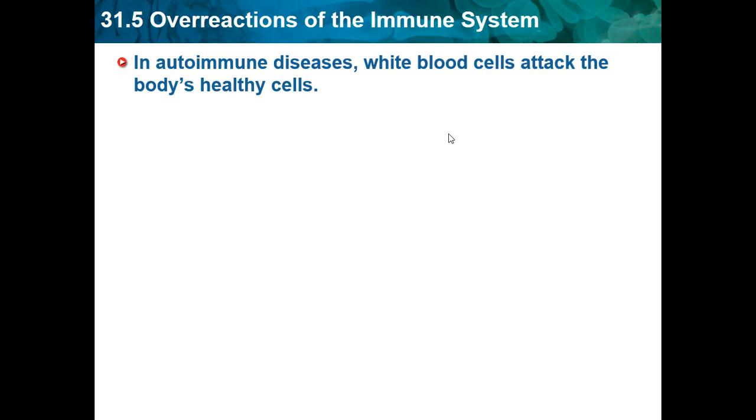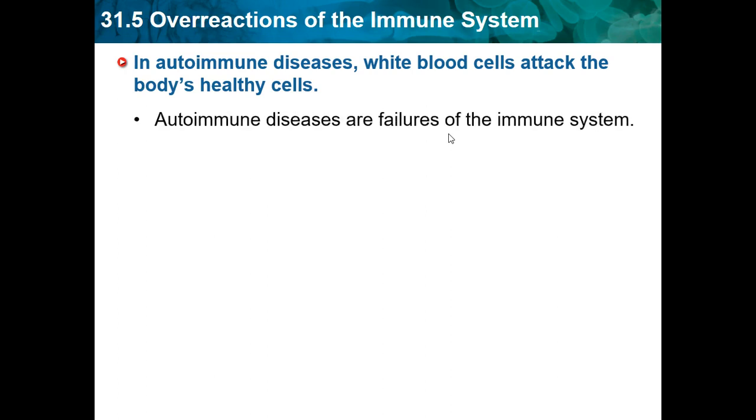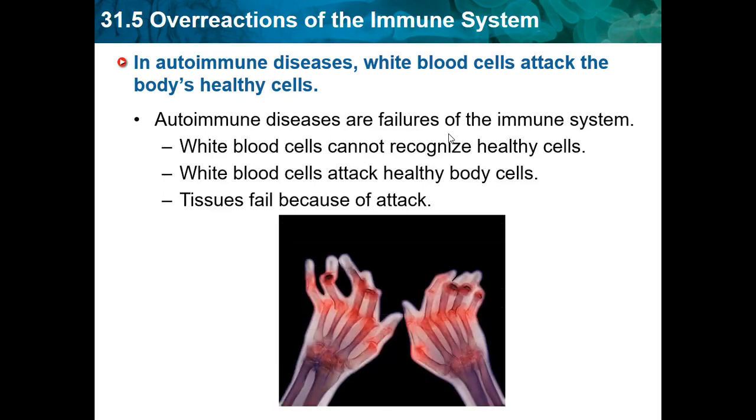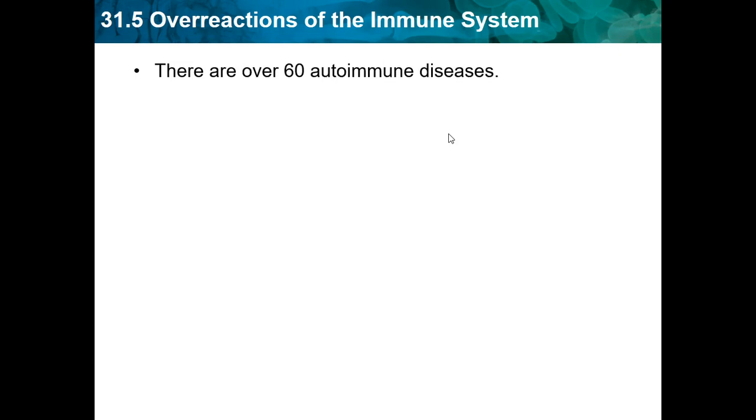In autoimmune disease, white blood cells attack the body's healthy cells. Autoimmune diseases are failures of the immune system. White blood cells cannot recognize healthy cells and attack healthy body cells. Tissue fails because of the attack. Basically, your white blood cells are trying to kill healthy cells that don't need killing. Instead, they're supposed to kill the ones that are infected and going to die anyway. But they kill healthy cells instead, and this causes tissue to fail because of the cells dying, and it just leads to a disaster.